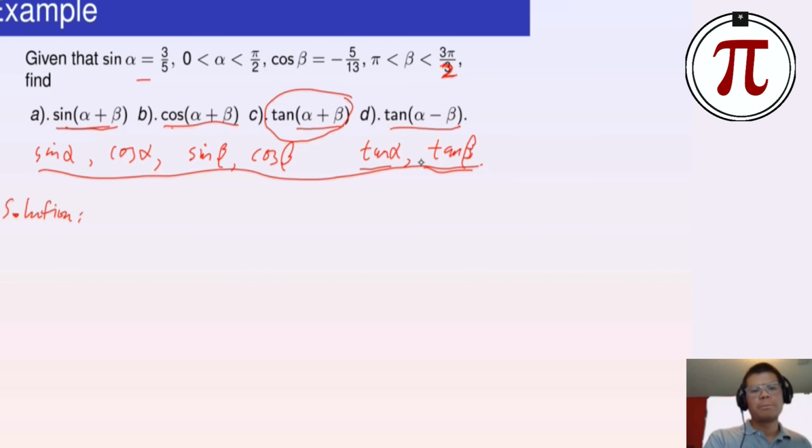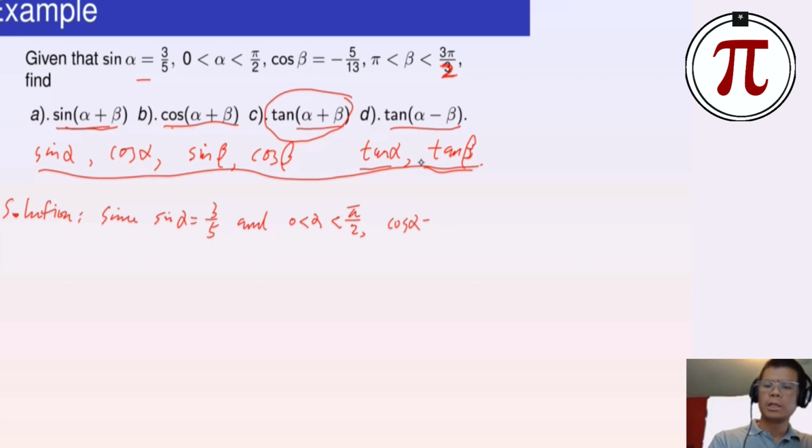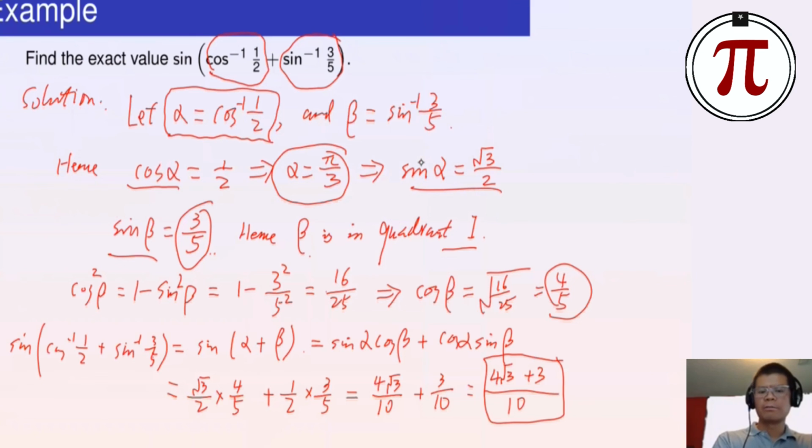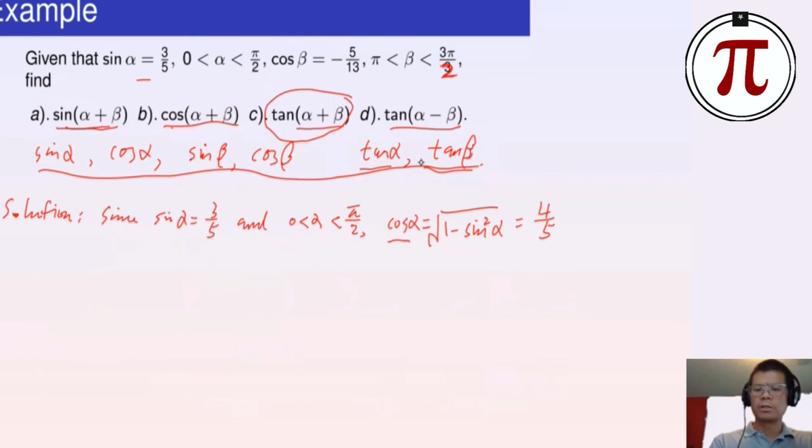Since sine alpha is 3/5, alpha is in the first quadrant. It's given: greater than 0, less than pi over 2 is the first quadrant. So cosine alpha is what? Since sine alpha is 3/5 and alpha is greater than 0 and less than pi over 2, cosine alpha equals what? Anybody remember? We can just use the square root of 1 minus sine squared alpha. So this equals 4/5. We did one problem just recently with sine 3/5 and cosine 4/5, so we're not going to repeat it. Cosine alpha is going to be 4/5.